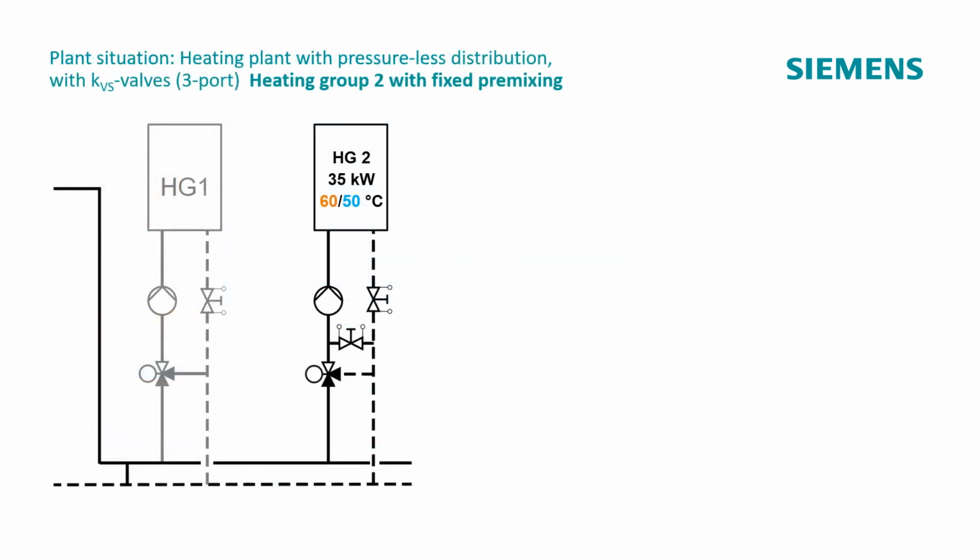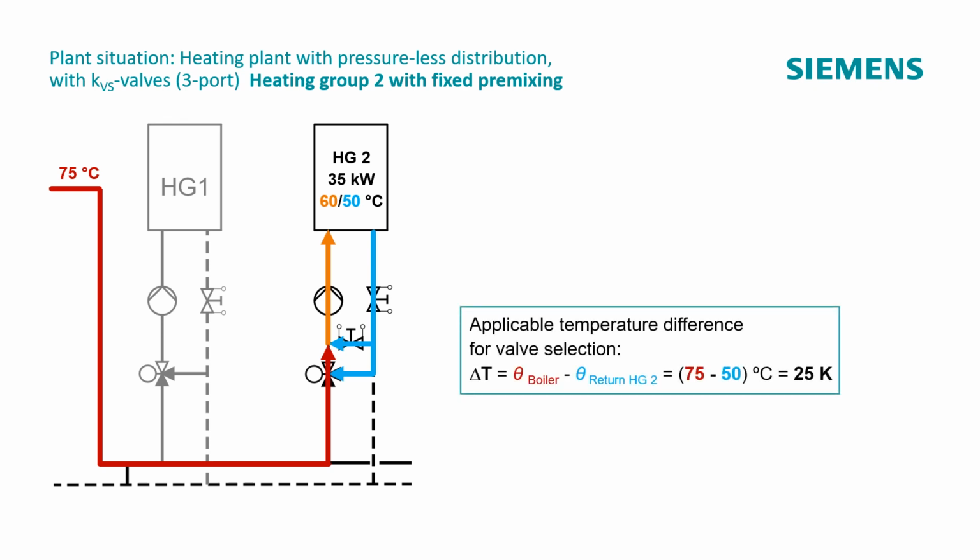For heating group 2, the approach is identical to heating group 1. Special consideration must be taken with the fixed premixing. The heating consumer requires a supply temperature of 60 degrees. The boiler provides a supply temperature of 75 degrees. And the return temperature from the consumer is 50 degrees. Therefore, the applicable temperature difference for the control valve is 25 Kelvin.